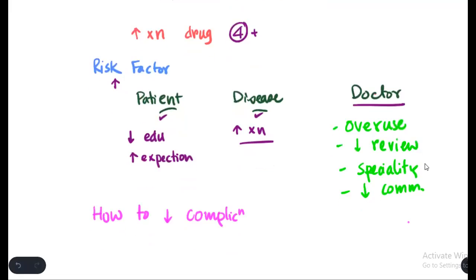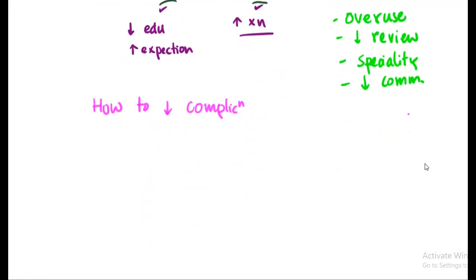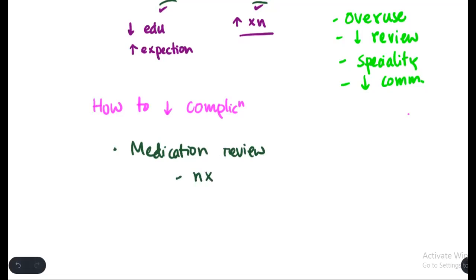So what are the measures that we can take to reduce polypharmacy? First of all, we have to have a medication review at every elderly visit, every visit of an old person. In the medication review, we have to check how many medications are being taken, how many drugs the patient is actually taking.